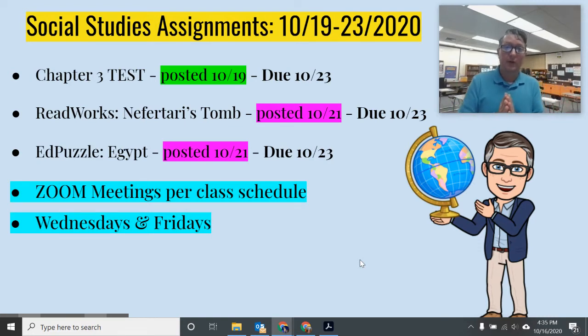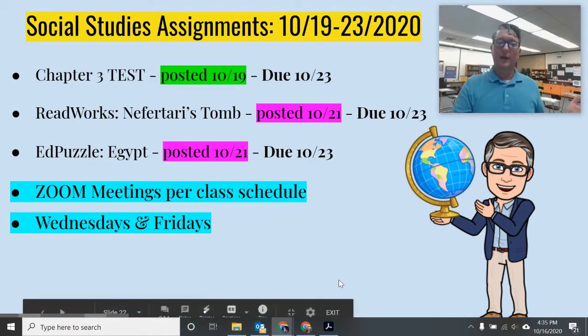We're done with Chapter 3, which means we're moving on to Chapter 4, which is Ancient Egypt. Ancient Egypt, here we come. We have a ReadWorks, which is Nefertari's tomb. Something very interesting. That's posting on Wednesday because I really want you to focus the first half of the week on that test. So if you need or would like a reminder, here is how we're going to get to that.